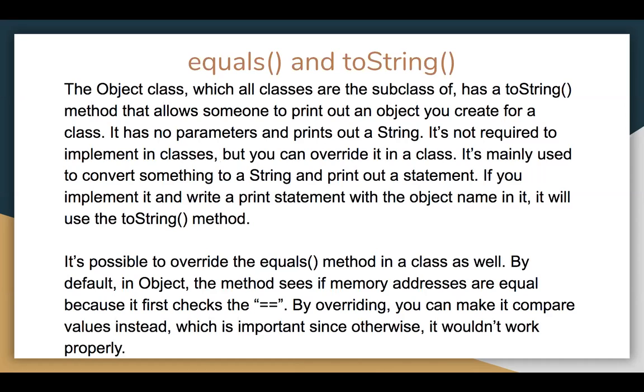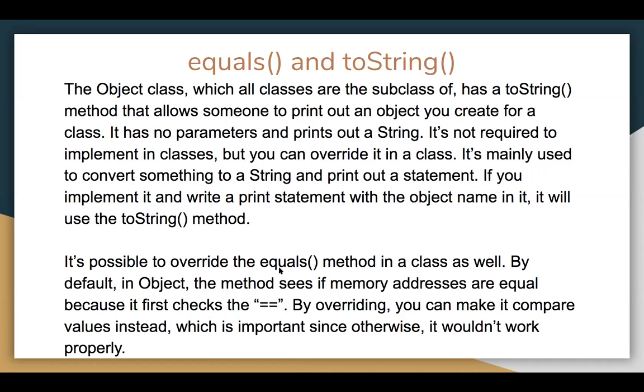So the toString method in the object class is really generic. It doesn't really specify to your needs. So if you wanted to print out something, it probably won't print out exactly what you want. So that's why people would override it in a class so that it can print out what they want. It's mainly used to convert something to a string and print out a statement. If you implement it and write a print statement with the object name in it, this means that if you use it in the main method, it will use the toString method of the class.